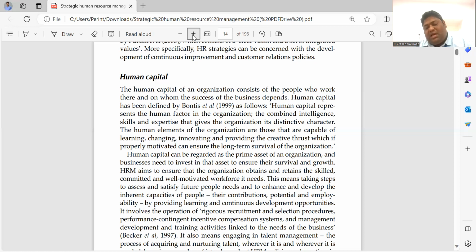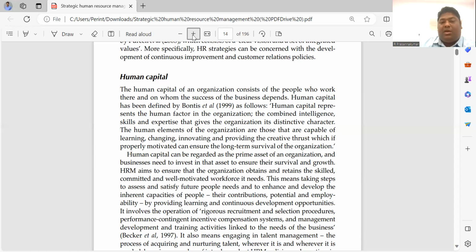See, every person has a different kind of mind. We can't say that in an organization every employee has to work in the same manner. No, we can't do that. Why? Because every employee has a different mindset, different capabilities, different skill set, and different knowledge. Based on that, we can give work to the employee. On that basis, human capital is a combination of intelligence, skill, and expertise in the organization, with a distinctive character. Distinctive character means a separate identity for an employee.